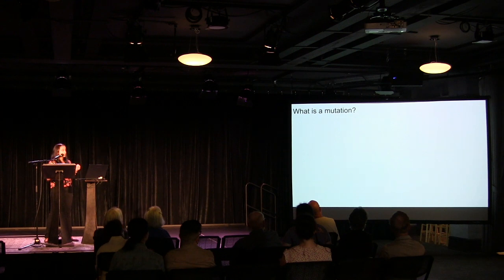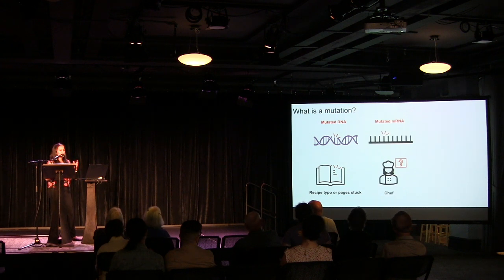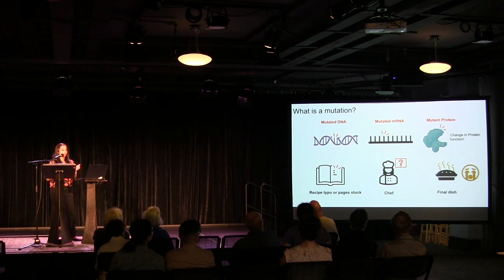A mutation is basically an error or change in our DNA, much like how you can have an error in your recipe. You could have a typo, or the pages may be stuck together or torn in your recipe book, which basically makes the chef read the recipe in a wrong way, and the final dish that you create turns out bad. For example, if the typo said add salt instead of sugar while making an apple pie, you may end up with a really salty pie, and that's no good. Just like that, when you have a mutated or erroneous DNA, it can lead to a mutated protein, which changes the function of the protein.